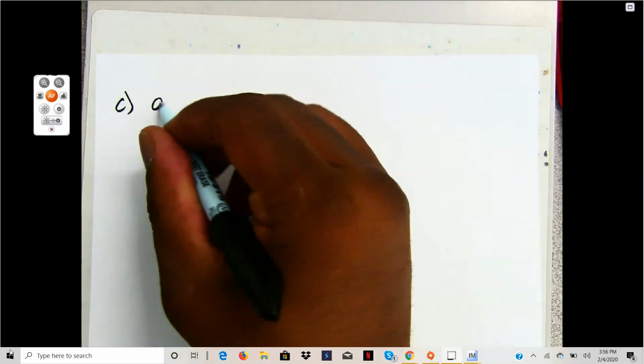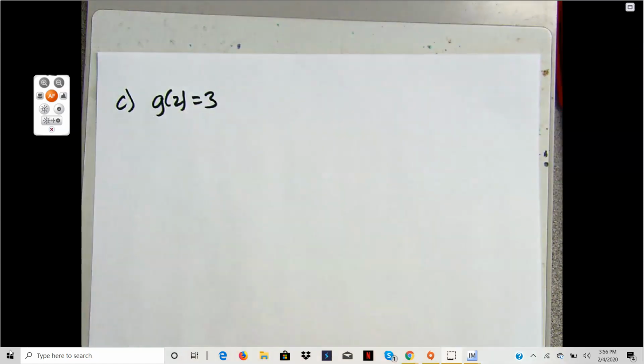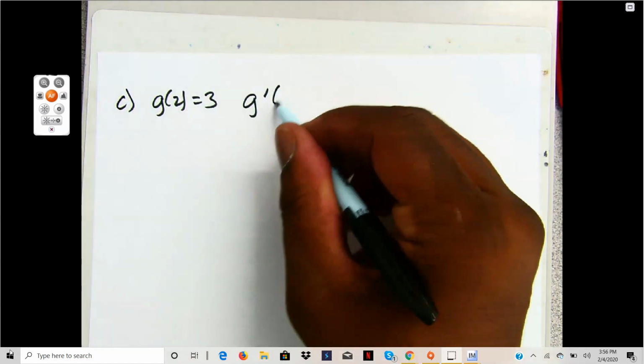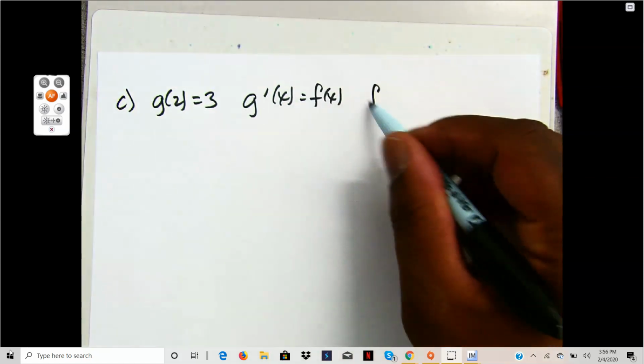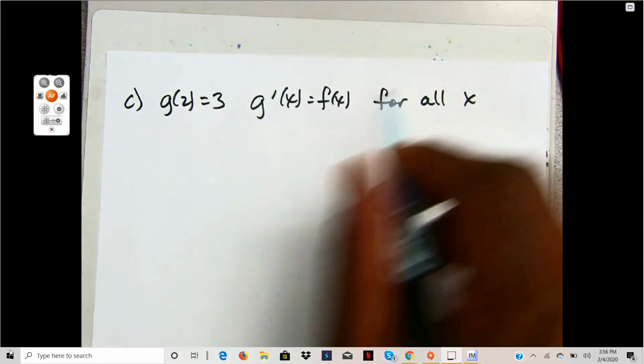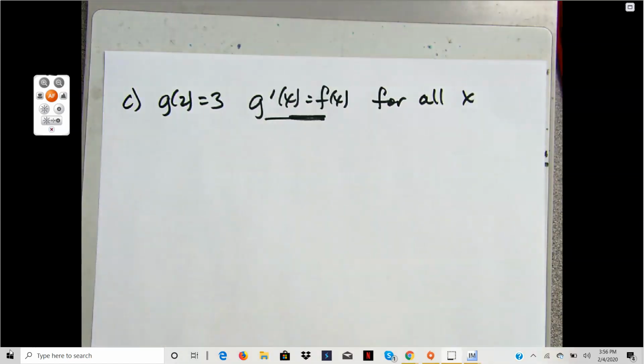All right, so now let's take a look at part C. So part C says, let g be a function satisfying g of 2 is equal to 3, and g prime of x is equal to f of x, and this is for all x. Okay, so this part right here is really key, because what we're supposed to do here is write the first 4 terms of g of x and then write the general term.